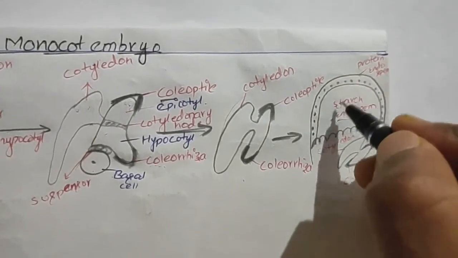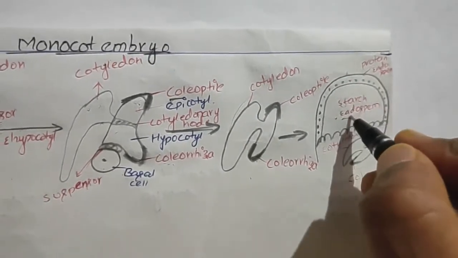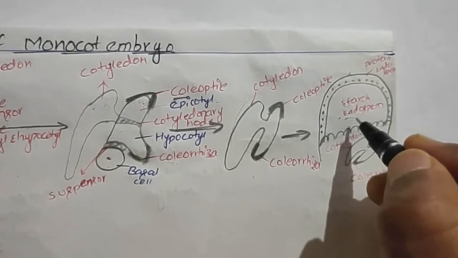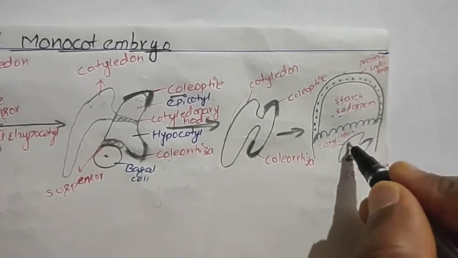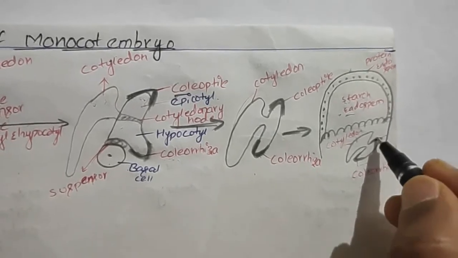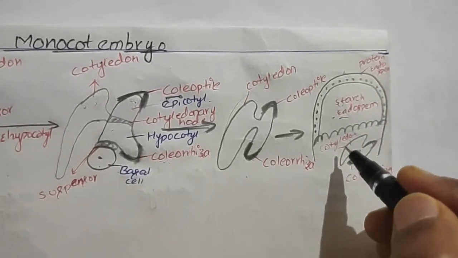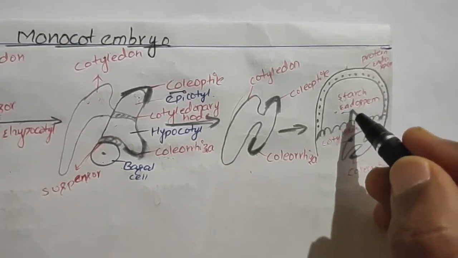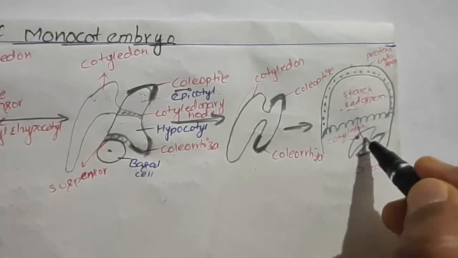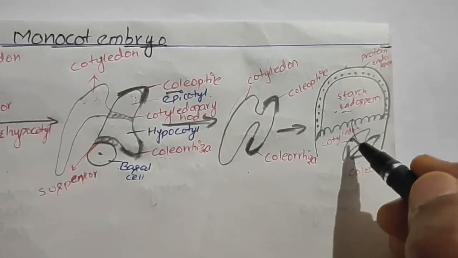The endosperm has two layers. The outer layer is the protein endosperm, and the inner layer is the starch endosperm. During endosperm digestion, the materials come through this cotyledon and enter the coleorhiza and coleoptile, or embryo. Due to this, the structure is known as the cotyledon, because the nutrients from the endosperm pass through it. So this is known as the cotyledon of the embryo.